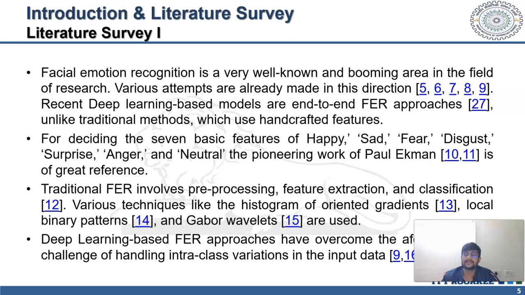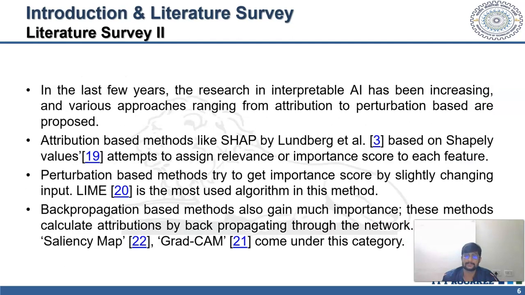Also, people have added some attention layers in these models. All these models work on 7 basic emotions: happy, sad, fear, disgust, surprise, anger, neutral. These are the pioneering work of Paul Ekman. We have used the same emotions in this model.